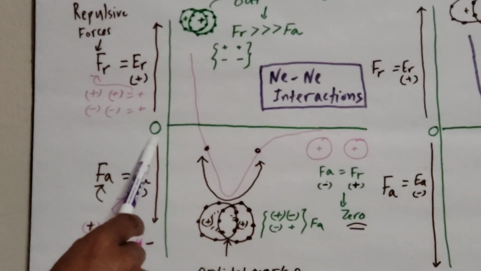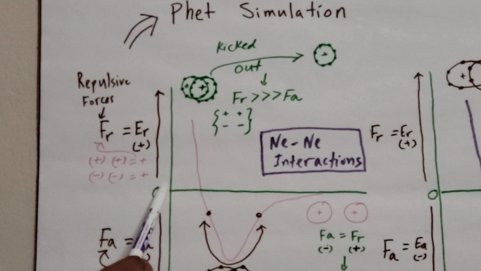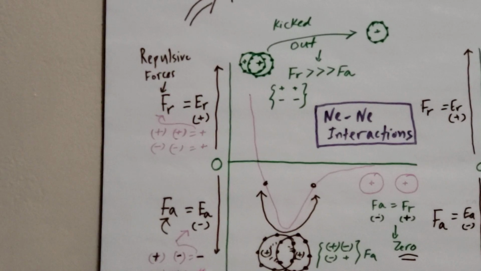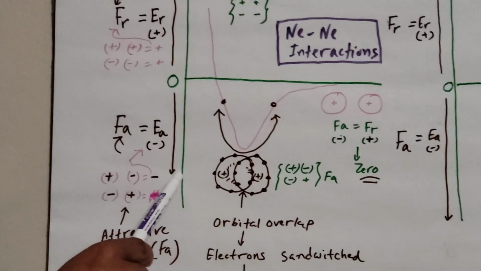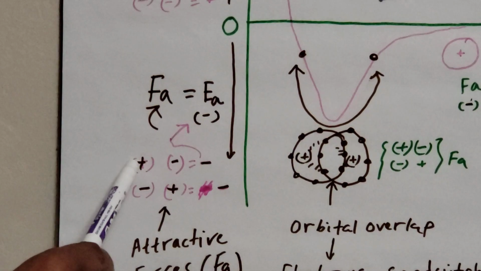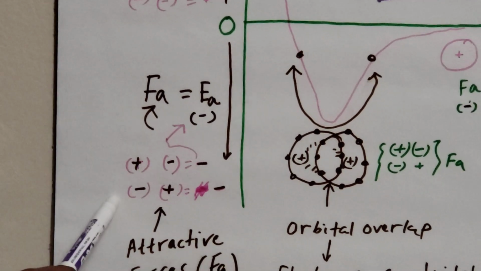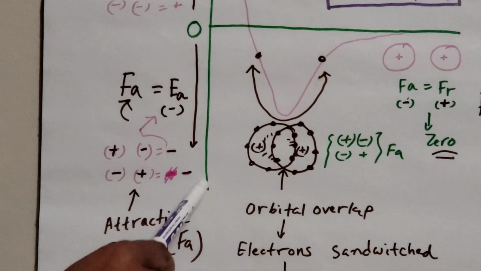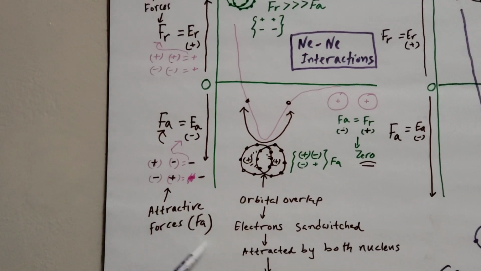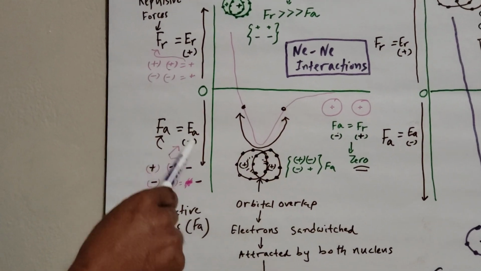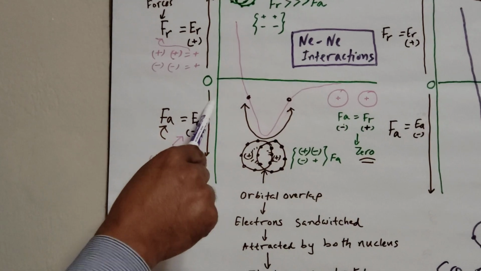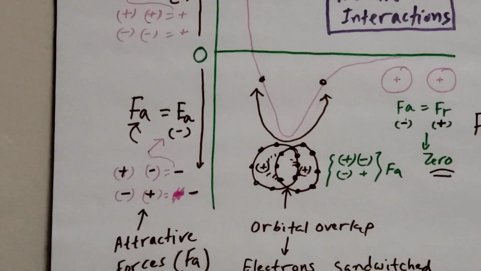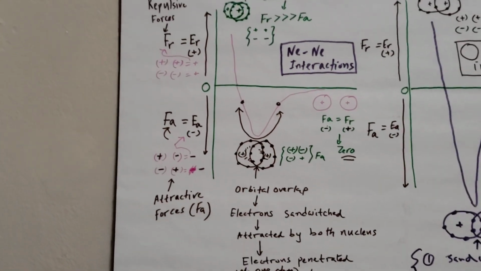So when you are going up from the zero line, that means your repulsive forces are increasing. And when you are going down, the interaction is between nucleus and electron, or electron and nucleus, right? So this will give you a negative value, and this negative value is attractive forces, right? So that's why when you are going from zero down, these are your attractive forces. So now let's have a closer look.